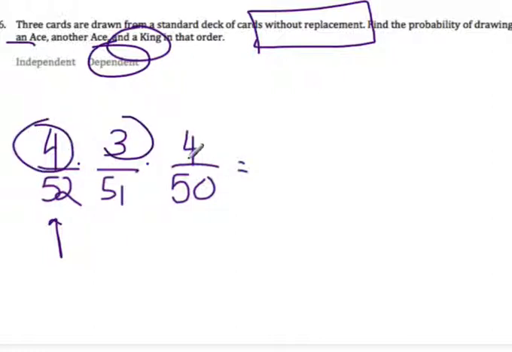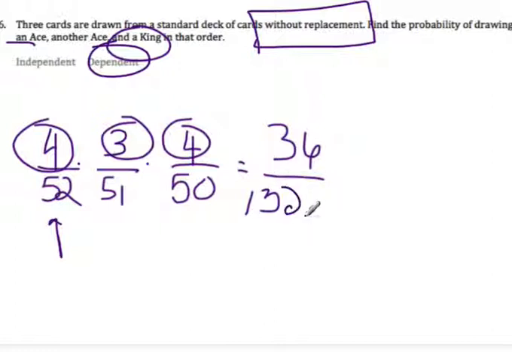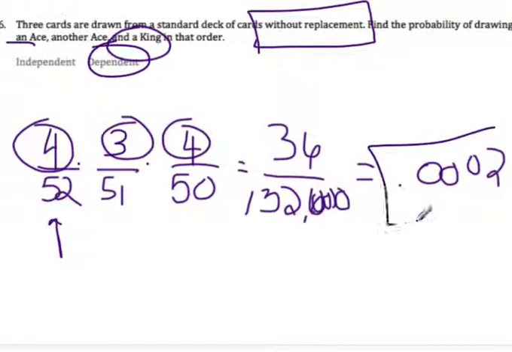So now we're going to multiply straight across. So 3 times 4 times 4 is going to be 36. 52 times 51 times 50 is going to be 132,600. So then when you divide that out, you're getting 0.0002. So there's literally a 0.02% chance of that happening, which means that's not about to happen. Most people would probably just consider that to be a 0% probability of that happening.